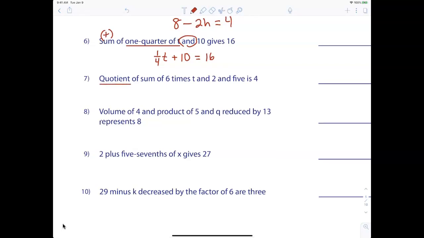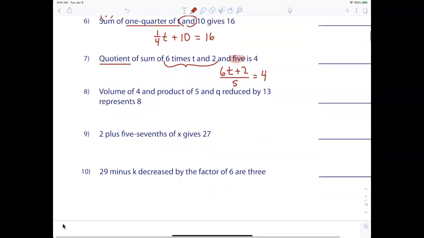Number 7, quotient. A quotient is what you're dividing. So what am I dividing? I'm dividing the sum of 6 times t and n, so the quotient is 6t plus 2. That's what I'm dividing. And what am I dividing that by? I'm dividing that by 5, and that is equal to 4. Again, that was a little tricky, and if you're not sure, just highlight what I did and see if you can figure it out.